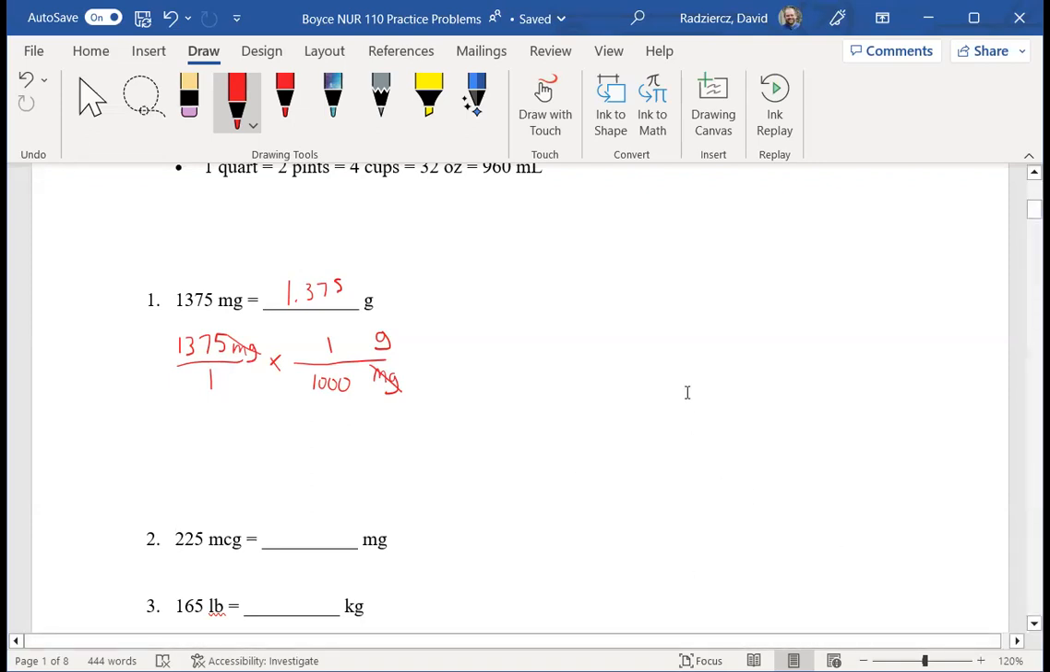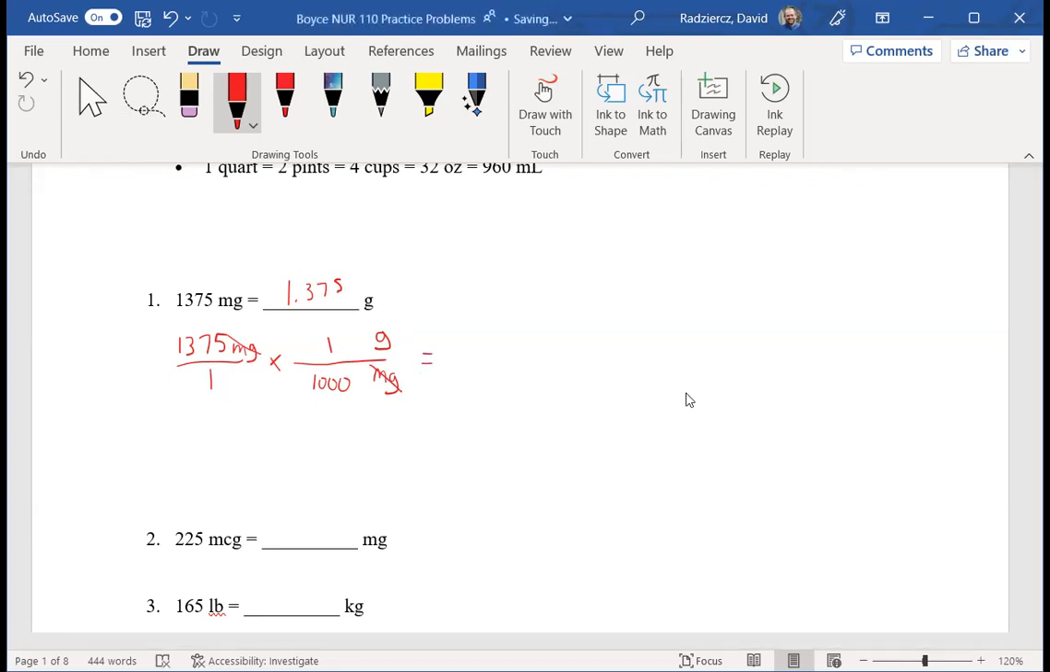So I'm going to take that 1,375 times 1, and then divide by 1,000, and that's where I get my answer of 1.375 grams.